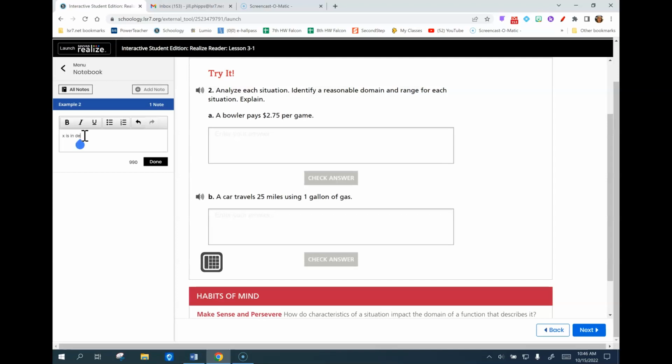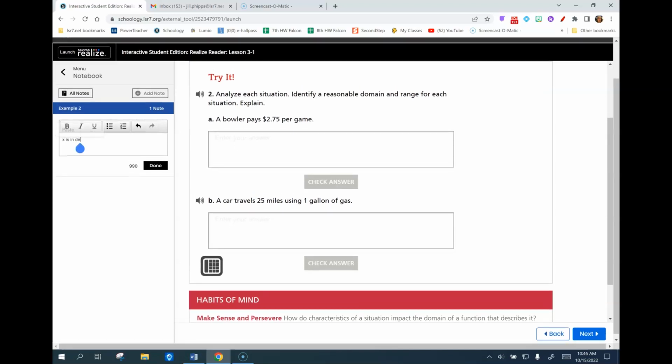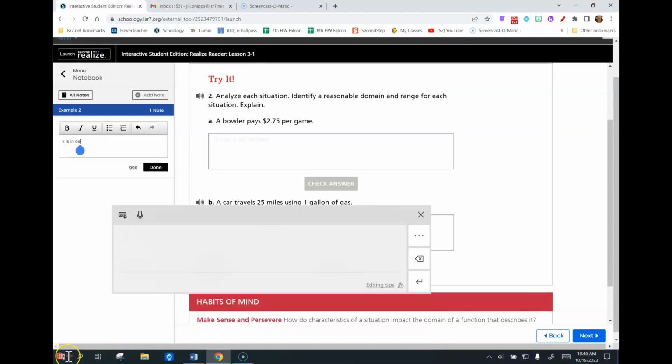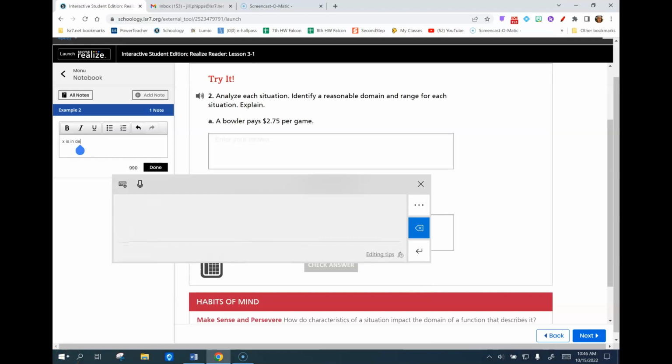Independent. It's not going to let me go back to it. Let me try that again. Okay, so x is the independent variable. So you can plug whatever you want in for x. That one is not a problem. Whereas the y value is the dependent variable.